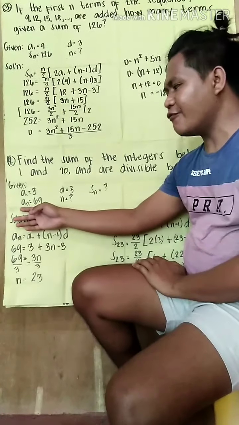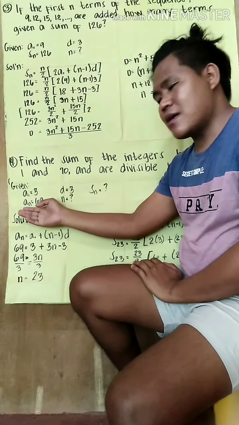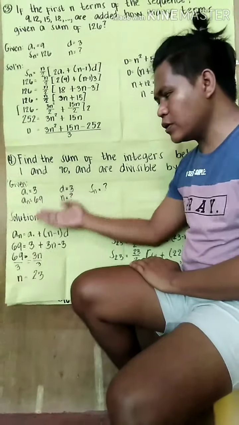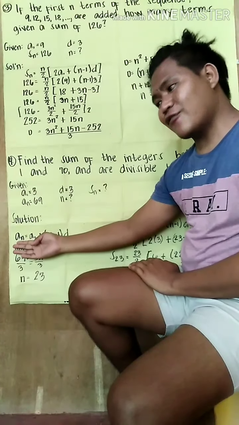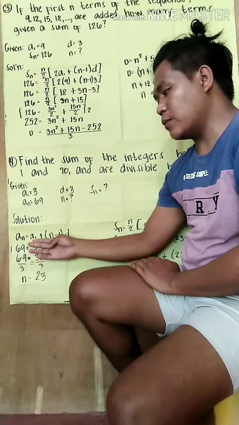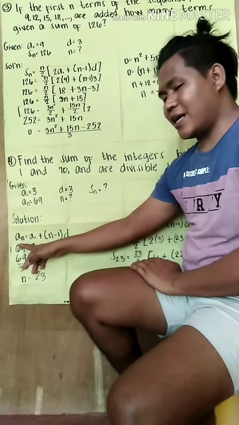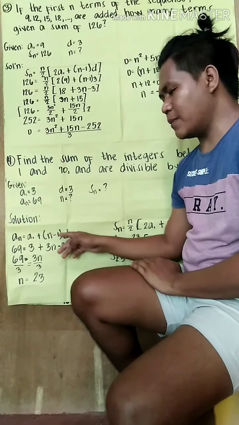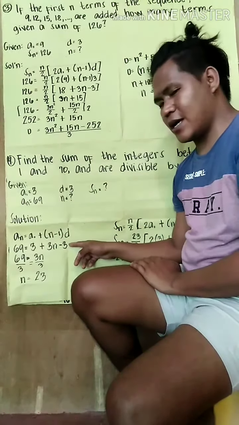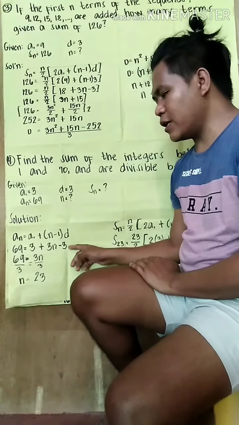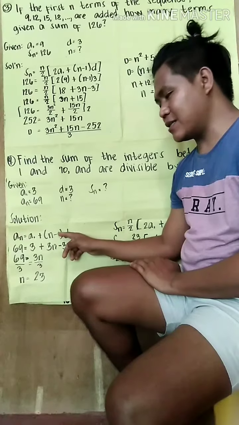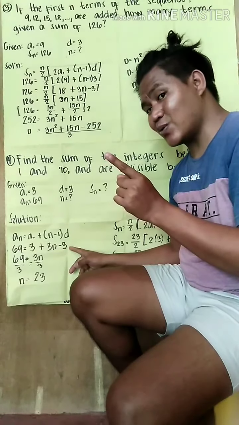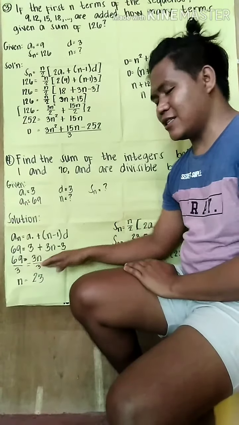Since we have the given a sub n, which is equal to 69, to look for the value of n, we will use the arithmetic formula. So a sub n is equal to a sub 1 plus n minus 1 multiplied to d. Our a sub n, or the last term, is equal to 69. First term is equal to 3 plus n minus 1 times the common difference, which is 3. So distribute: 3 times n is equal to 3n, and 3 times negative 1 is equal to negative 3. Combine like terms. 3 minus 3 is equal to 0, right? Okay, so we have 69 is equal to 3n.